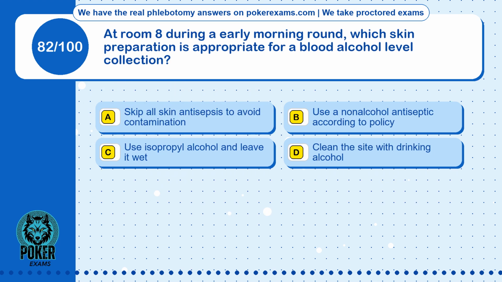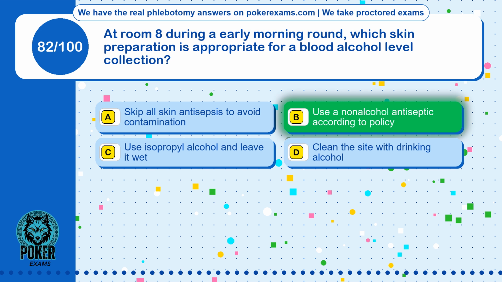Question 82. At room 8 during an early morning round, which skin preparation is appropriate for a blood alcohol level collection? Option A. Skip all skin antisepsis to avoid contamination. Option B. Use a non-alcohol antiseptic according to policy. Option C. Use isopropyl alcohol and leave it wet. Option D. Clean the site with drinking alcohol.